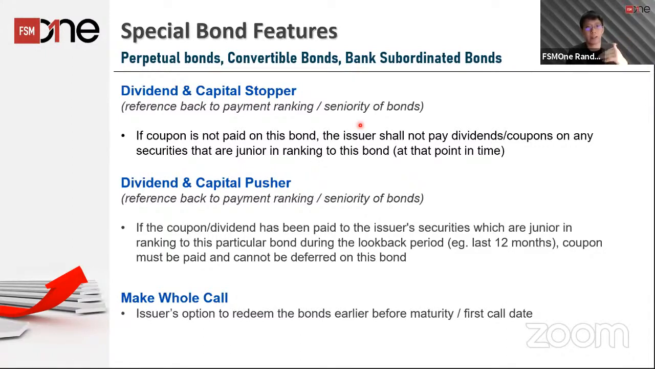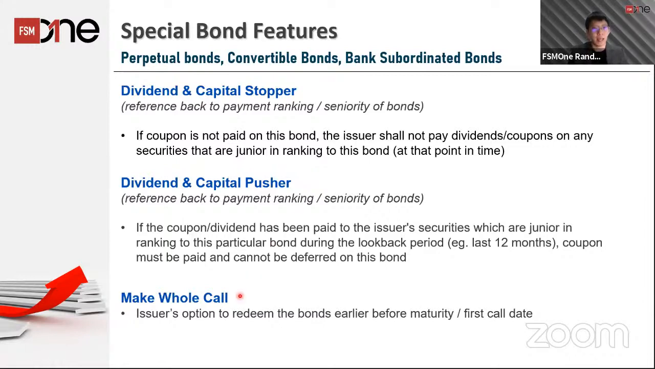So this stopper clause is added to protect the interests of existing bondholders. And if the issuer wants to declare dividends or pay coupons to the holders below you, they will have to settle whatever they owe to you first. This is what we so-called the dividend and capital pusher. They have to settle whatever they owe to you, then they can consider the other holders below you. So all this brings additional protection to the bondholders, even though the issuer has the option to defer your coupon payment.